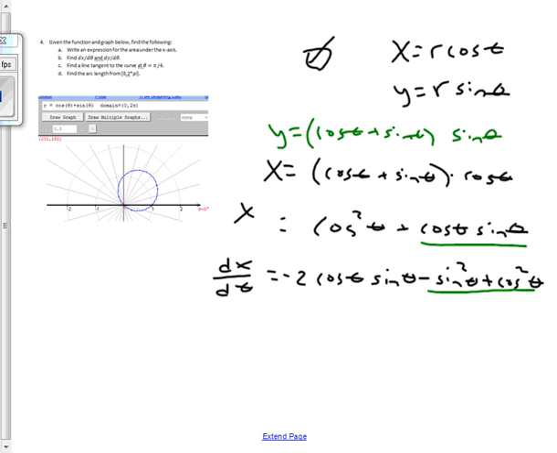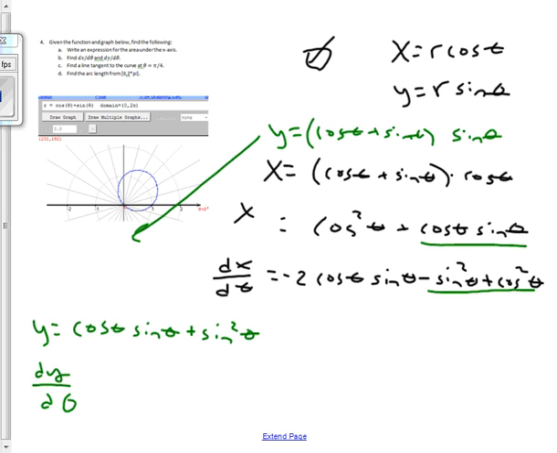So now let's take the derivative of our y. Let's first simplify it. So y equals cos theta sine theta plus sine squared. So dy d theta equals negative sine squared theta plus cos squared theta plus 2 sine theta cos theta. So now we've found dx d theta and dy d theta.